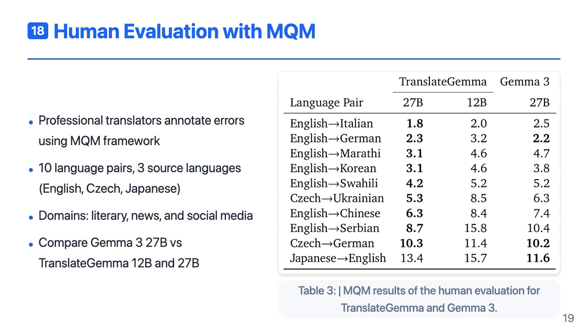The authors run MQM evaluations, where professional translators mark error spans and severities on 10 language pairs. The source languages include English, Czech, and Japanese, and the texts come from literary works, news, and social media. For each language pair, they compare the 27 billion parameter Gemma 3 baseline with the 12 and 27 billion TranslateGemma models. They use the Anthea tool to collect annotations and follow a pseudo side-by-side setup where the same rater evaluates all systems for a given document.